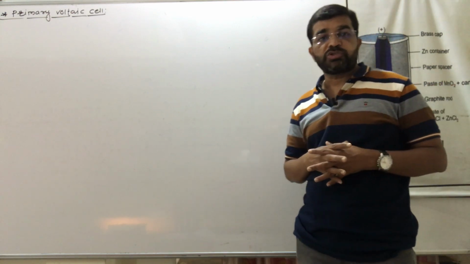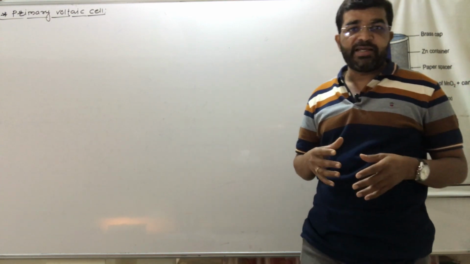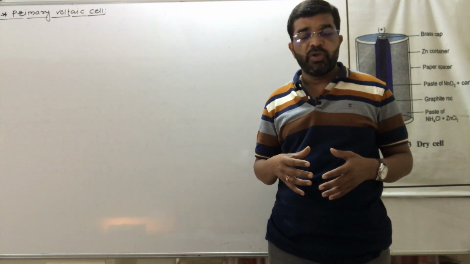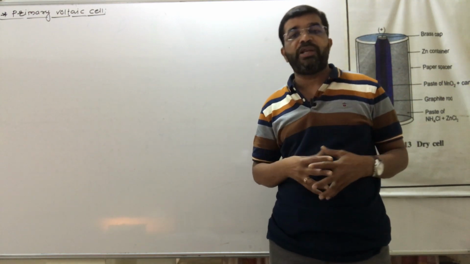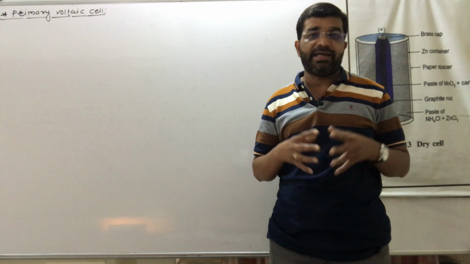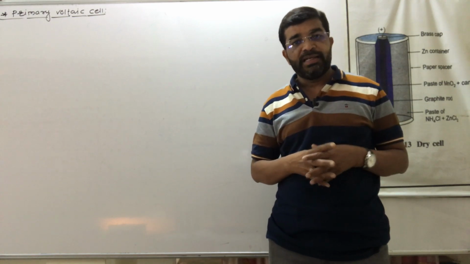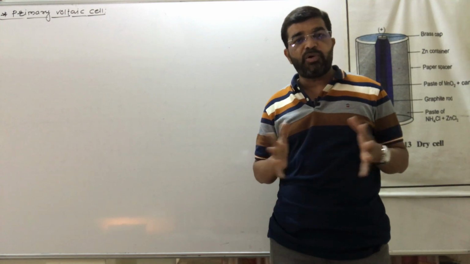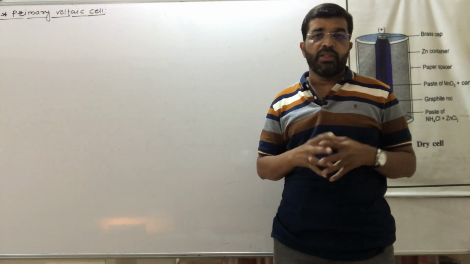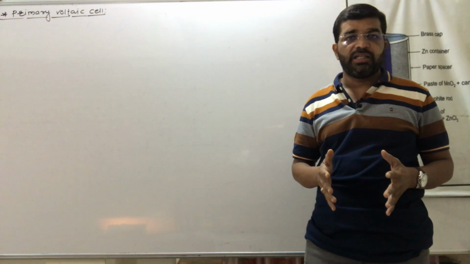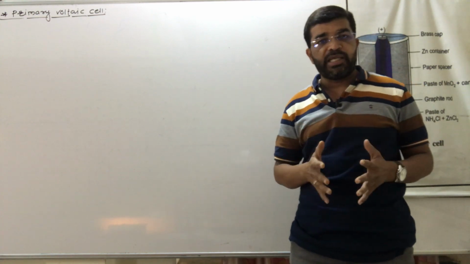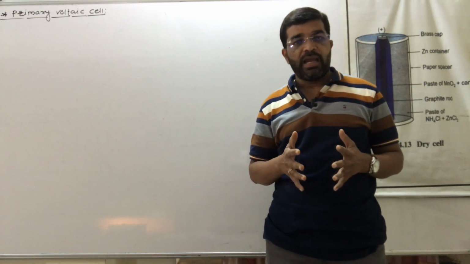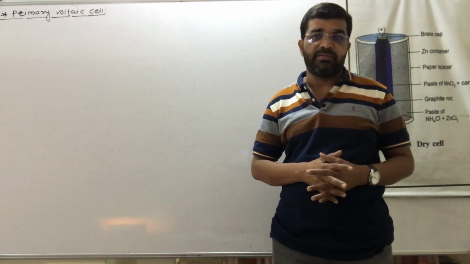Now today we have to study different types of galvanic cells which are used in our day-to-day life, like the dry cell, and the lead storage battery or lead accumulator. In detail about it we have to study the construction of the dry cell, the working of the dry cell, and the applications of the dry cell.